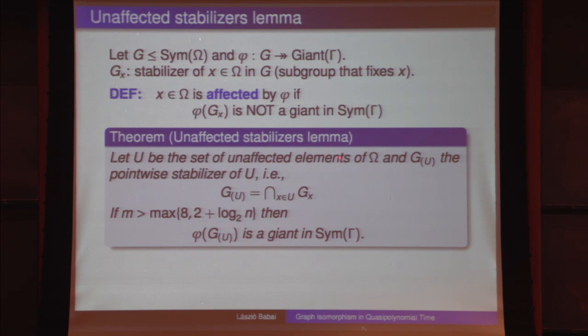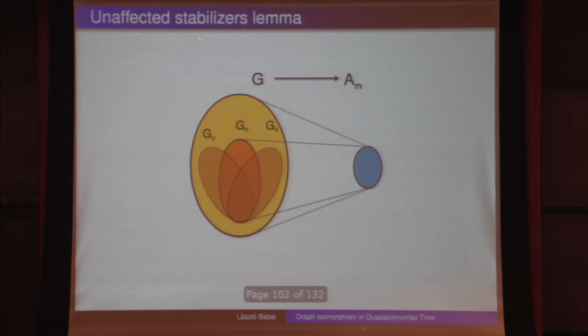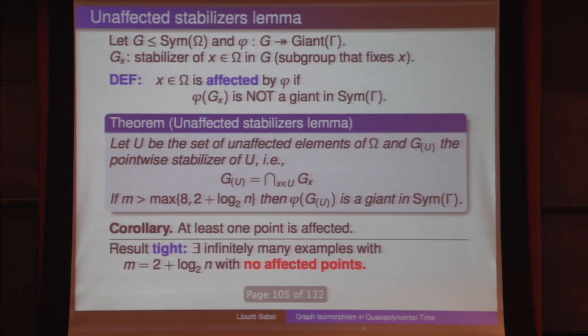Okay, and so then what this lemma said was that if m is greater than essentially log of n, so if the size of the ideal domain is at least logarithmic in the size of the original, in the number of positions on which my strings are defined, then if I look at all the unaffected points, then their pointwise stabilizer still maps onto a giant on the ideal domain. Okay, that's the unaffected stabilizer's lemma, and I already had this sequence of drawings, but just to recap, that's what happens.